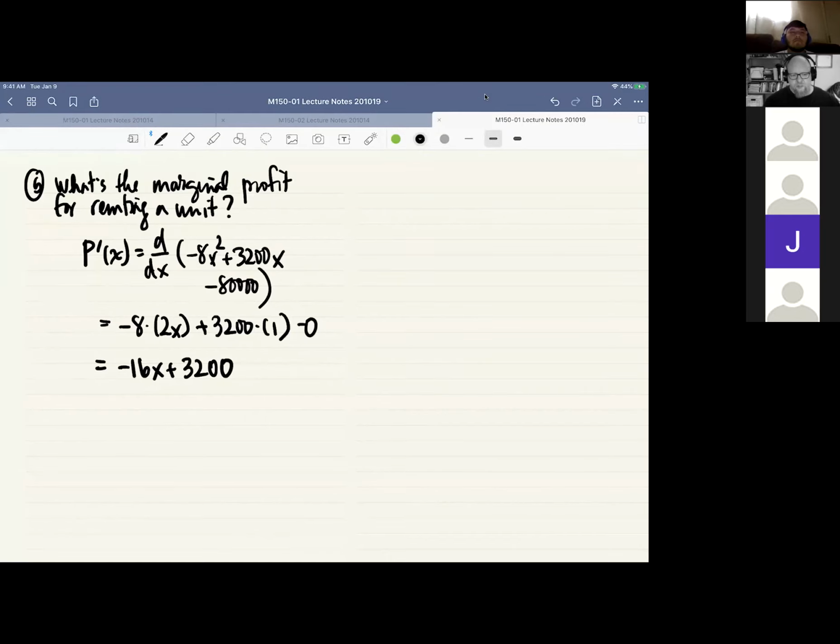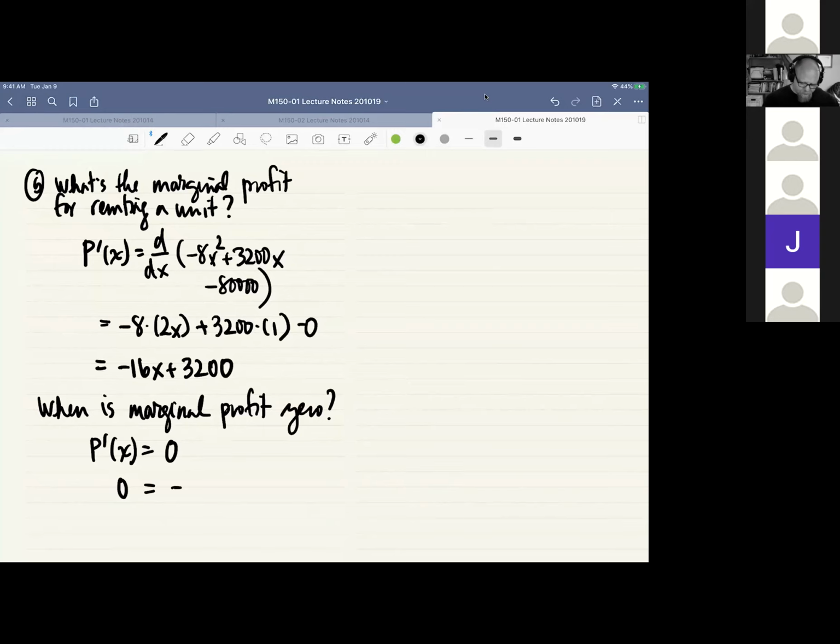So that's the marginal profit. How do we use that? Well, if we ask when is the marginal profit 0, because if there's no additional profit to renting an additional unit, you just want to stop, right? You're getting all the profit you can up to that point. So if you look at when the marginal profit is 0, you use the formula we calculated and solve.